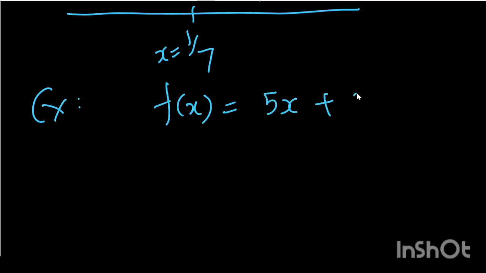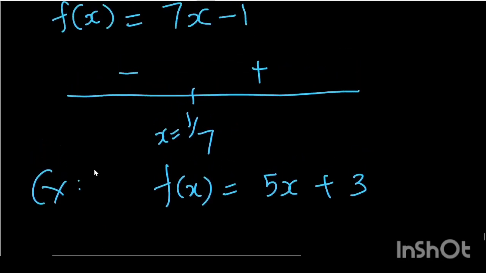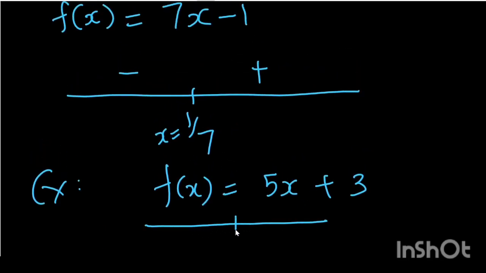Okay, so similarly, if we take another example like f(x) is equal to 5x plus 3. I am taking examples in the beginning where the coefficient of x is positive. So again, using the same discussion that we did for 7x minus 1, for 5x plus 3 as well, I will plot a point at which f(x) becomes 0, because this is 1 by 7. f(1 by 7), if you see, is 0. At this point it becomes 0. So the point at which this f(x) becomes 0 is what?